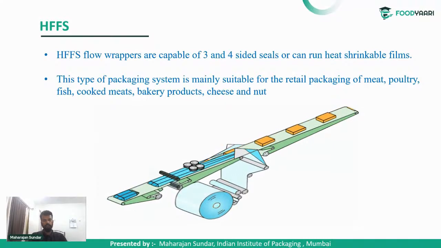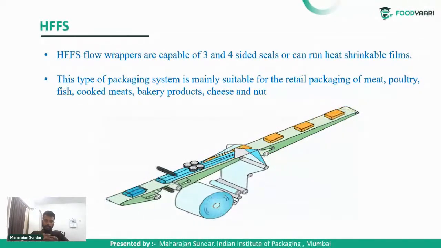Then horizontal form fill seal machines. Horizontal form fill seal machines are similar to vertical form fill seal machines, but they operate in the horizontal direction. They are used for packing goods like sweets. For example, if you get a product from Haldiram's, for example Son Papdi, or some other sweets from Amul or something, it will be packed first in a thermoformed container, which is sealed, and again over it there will be a lid. Apart from that, they will be packed in a container.